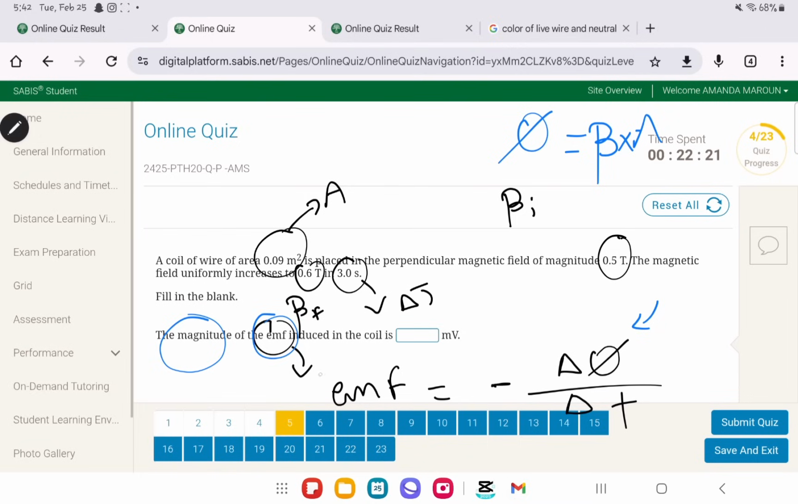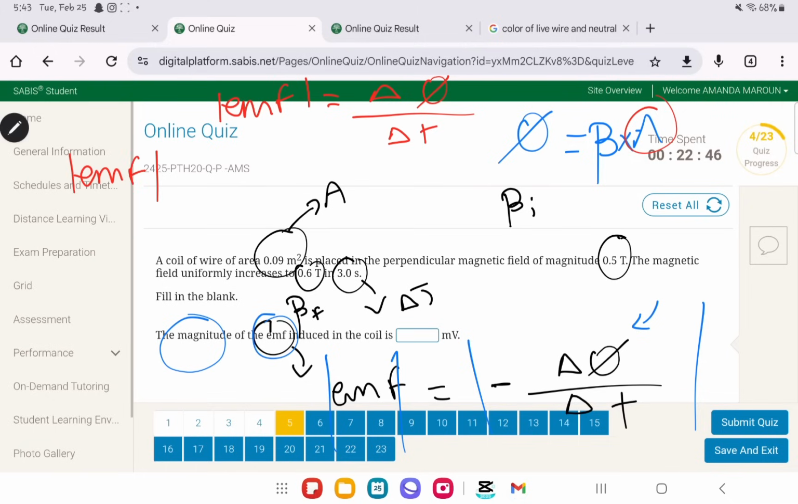They need the magnitude, so we're going to be putting it in absolute value with the minus, of course, so it's going to be like this. And so then the new equation looks like this. The magnitude of the electromotive force is equal to the change in magnetic flux over the change in time. Of course, the surface area is not going to change, it's going to stay the same. So the electromotive force is equal to the area multiplied by the change in the magnetic field over the change in time.